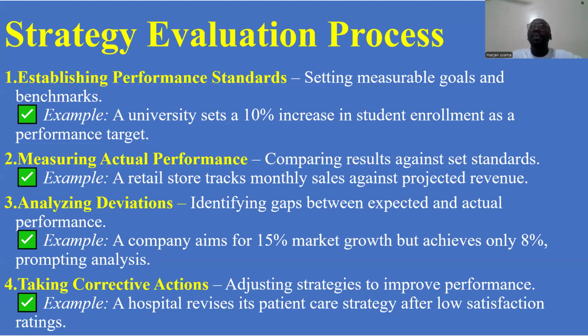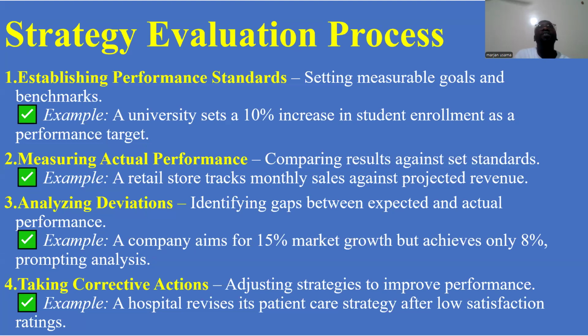So Alpha, they will sit and ask themselves, what happened? Why did we not achieve 10%? So when you're talking about measuring actual performance, at the end of the year in December, remember in January we said we wanted 10%. Now, in December we are having 8%, 5%. We did not achieve our goal.